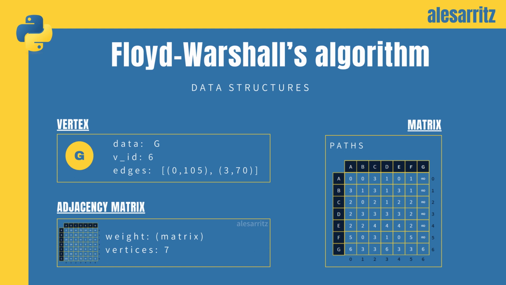First, we'll need a vertex, which will store the vertex's data, ID, and its edges. Second, we'll need an adjacency matrix, which will store the number of vertices and a matrix called weight, containing all the edges and their weight. Each row i and each column j refers to a vertex ID, and each element of the matrix represents the edge between the nodes i and j. The non-existent edges will be set to infinity, while the edges from one node to itself will be set to 0. Finally, we'll need a matrix that will store all the possible paths.